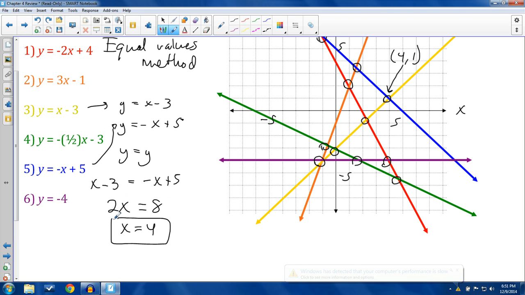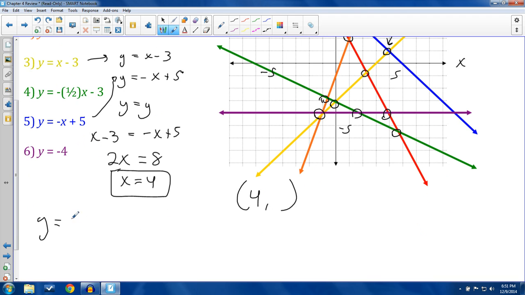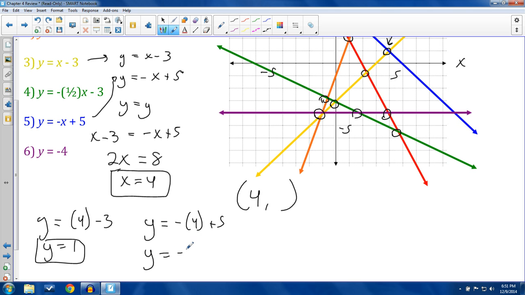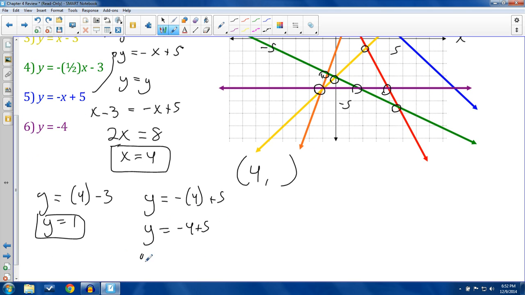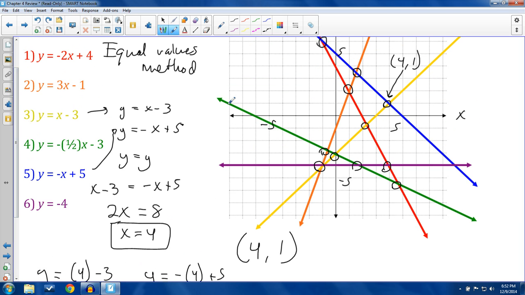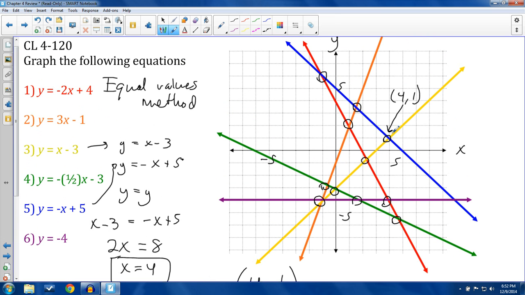Now, you're not done. The whole point is to find the point of intersection. We have 4 comma something. I need to find out what that something is. Well, you can take that 4 and you can insert it into this equation, or you can take that 4 and insert it into this equation. Because the thing is, and I'm only going to do this once for both equations, y equals 4 minus 3, which is 1. That was the top equation. The bottom equation, you can do it for either equation because you are finding when these values equal each other. Negative 4 plus 5 is 1. Notice how they both equaled the same thing because at this point, 4, 1, yellow and blue both intersect.